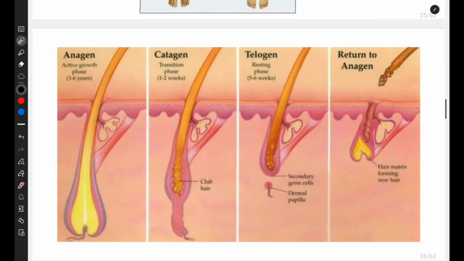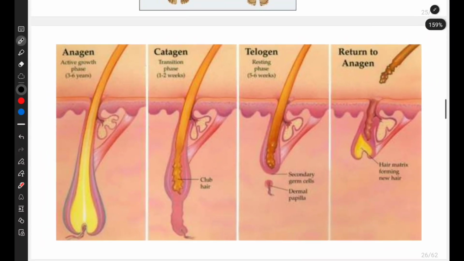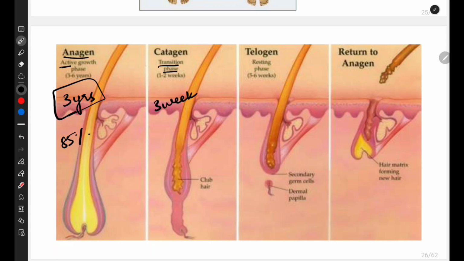So after skin will come hair. So this is the hair cycle. First, starting from anagen phase, called the active phase. It will occur for 3 years. Almost 85% of all the hair which we currently have will be in anagen phase. That is the growth phase. Then catagen phase, called the transition phase. It will be there for 3 weeks. And approximately only 1% of the hair will be in catagen phase.